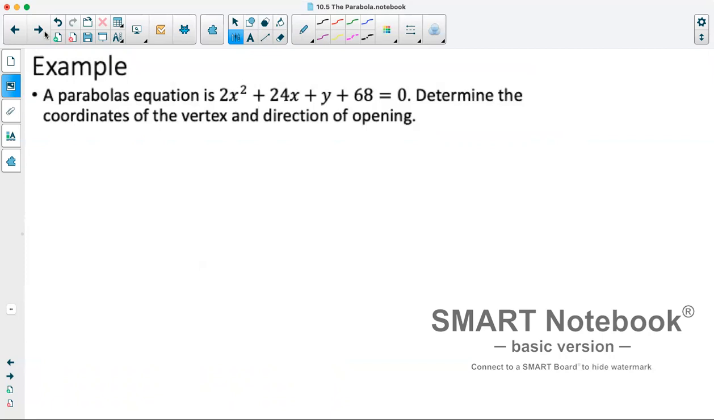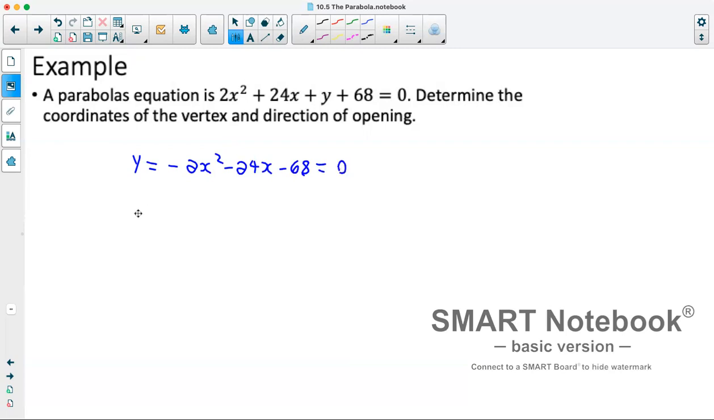So for example, a parabola's equation is 2x squared plus 24x plus y plus 68 equals 0. Determine the coordinates of the vertex and the direction of the opening. So we can see that in this case, our only term with a square is our x squared. So this one will open vertically, and we would probably start by rearranging to get y on its own. So we have y equals -2x squared minus 24x minus 68.